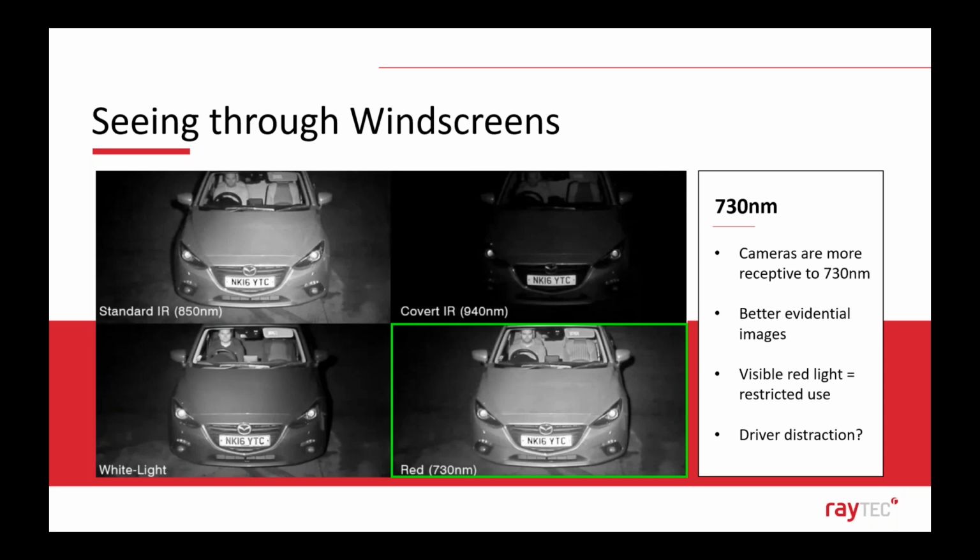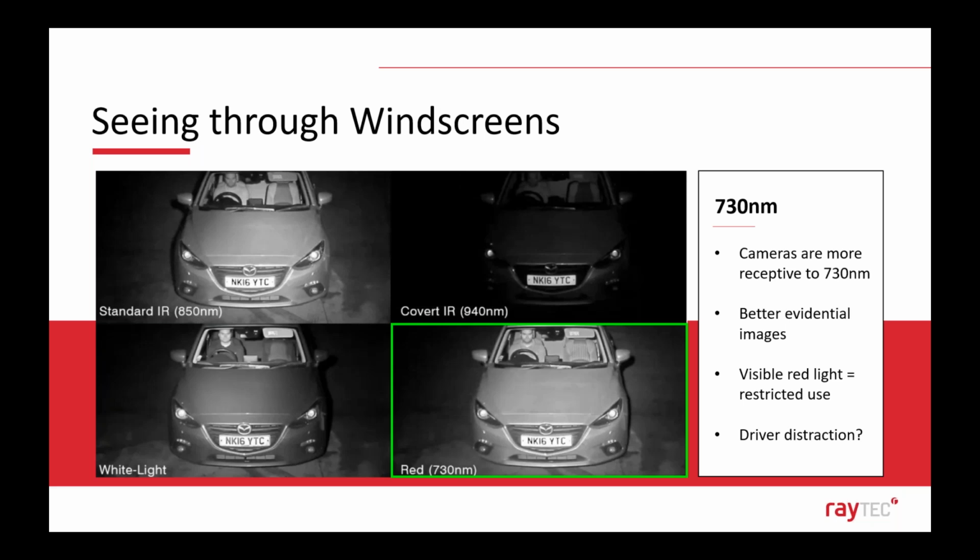So top left there, you can see 850 nanometers, which is a very good image. You're capturing the plate perfectly well. You can see inside of the car itself, but it's not the clearest image that we've got. Covert infrared on the top right there, 940 nanometers.